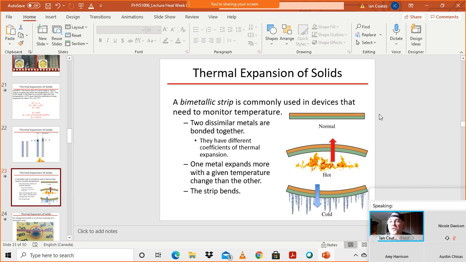Right? They're both going to expand at a different rate, and they're going to do different things. So one of the pieces of metal, when it gets hot, bends this way. And another piece of the metal, when it gets cold, will bend this way. And you see how it's kind of taking the other one with it? So when one metal expands more with a given temperature than the other, the strip bends.